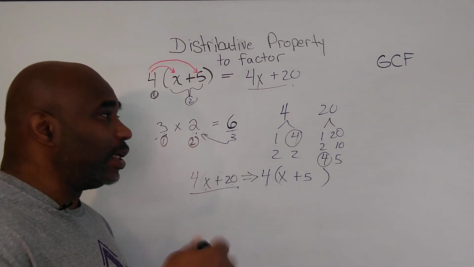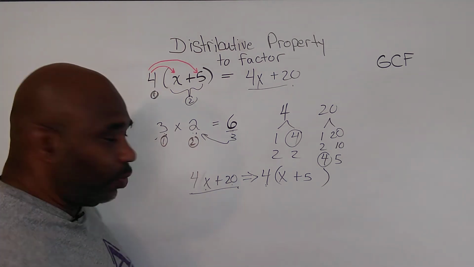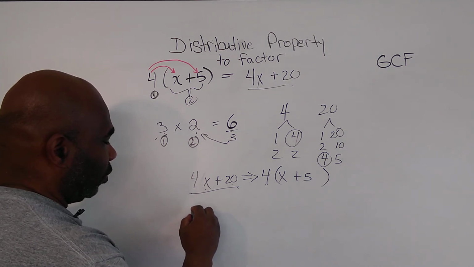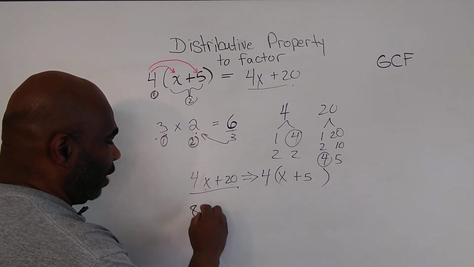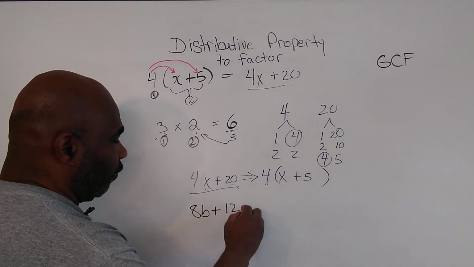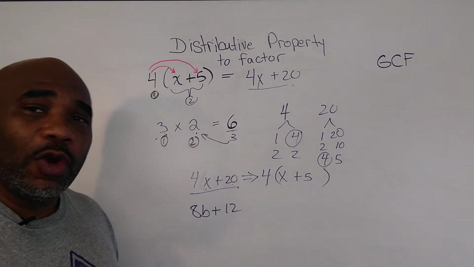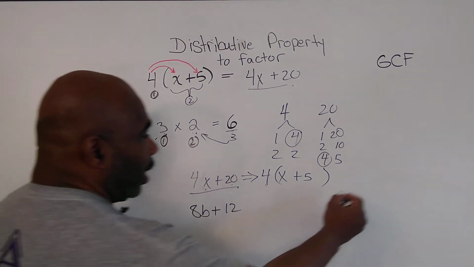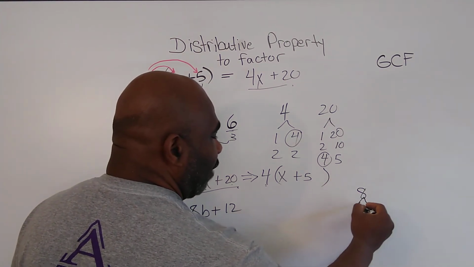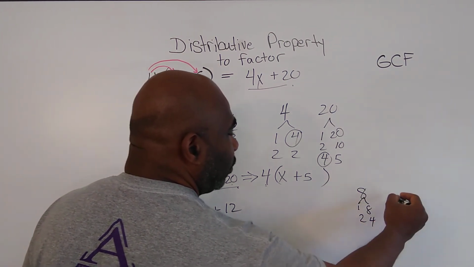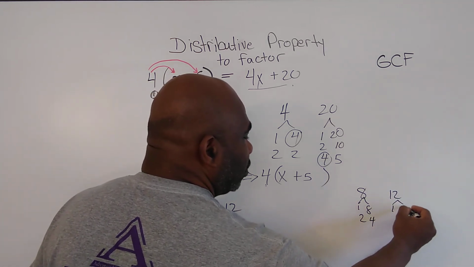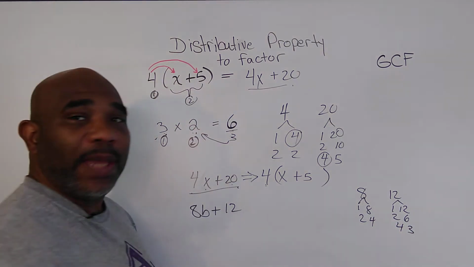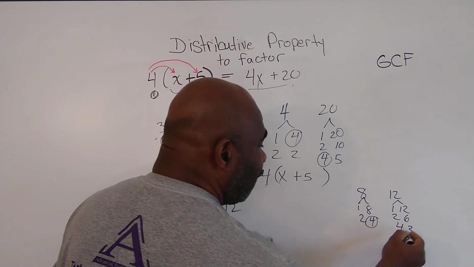So I can use my distributive property to unwind something. That being stated, let's get a little practice here. So next up, let's say I gave you 8b plus 12. What's the greatest common factor? Well, the factors of 8, I'm going to write over here, I can have 1 times 8, 2 times 4. The factors of 12, 1 times 12, 2 times 6, and 4 times 3. The biggest number that's in both columns is 4.